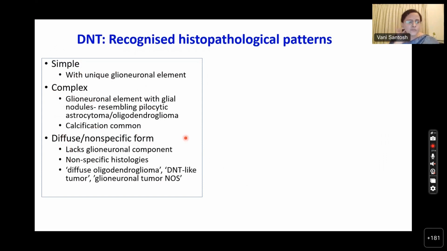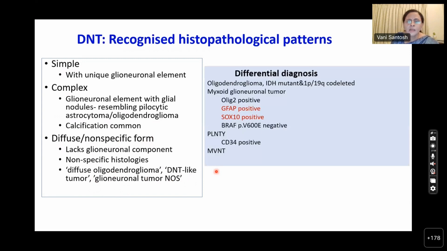The third is the diffuse or non-specific form that can lack a glioneuronal element. It can have a lot of diffuse, non-specific histology. Some people call it diffuse oligo, some people call it DNET-like tumor, some people call it glioneuronal tumor, NOS. So sometimes when it has this diffuse non-specific histology, it becomes difficult for a pathologist to diagnose. We may have to use the molecular alterations.